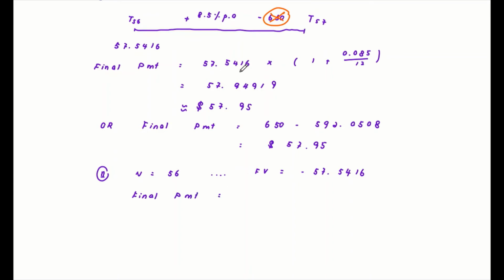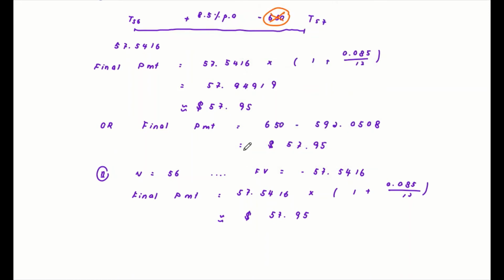All right, so I know that the final payment will be the same thing like how we did this before. So 57.5416 multiply by 1 plus 0.8% multiplied by 12, because it's per annum. All right, then at the end, we'll be able to get the exact same value as well. So no matter which one you are using, the final payment is still 57.95.